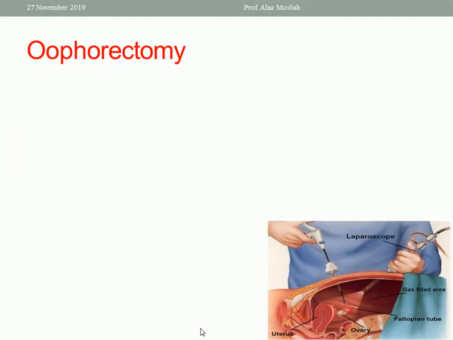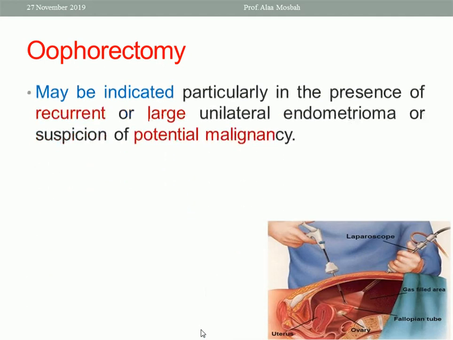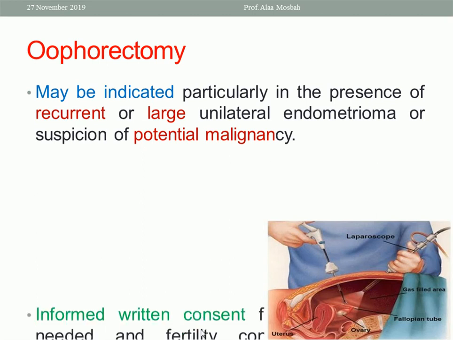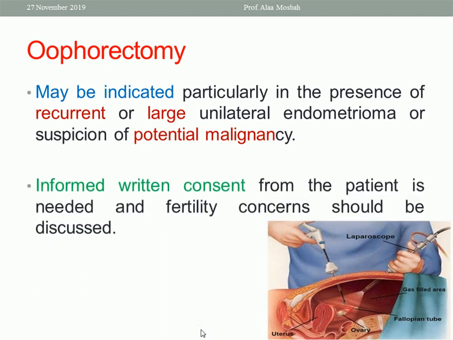The last line of treatment, you may need it if the case is complicated or recurrent endometrioma, or very large endometrioma with completely damaged ovarian tissue. You may need oophorectomy, but you should speak with the patient regarding the fertility concern. So, it may be indicated, particularly in the presence of recurrent or large unilateral endometrioma or suspicion of malignancy. Of course, very important: informed written consent from the patient is needed, and the fertility concern should be discussed.